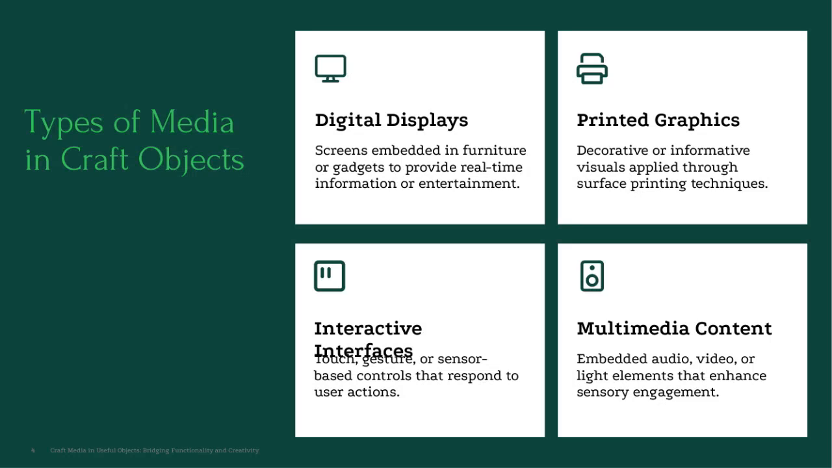When we talk about types of media in craft objects, there are several key forms to consider. First, digital displays are screens that are built right into furniture or gadgets, allowing them to show real-time information or provide entertainment. Next, we have printed graphics, which are decorative or informative images applied to surfaces through various printing techniques, adding visual appeal and context.